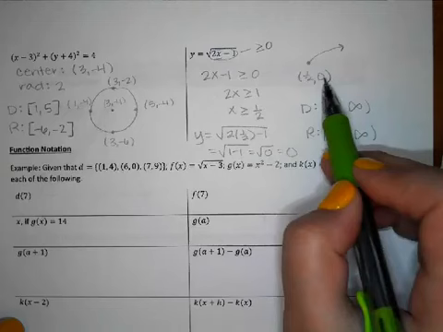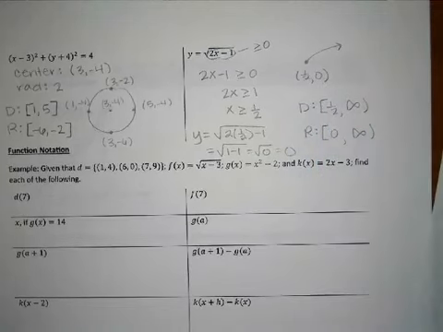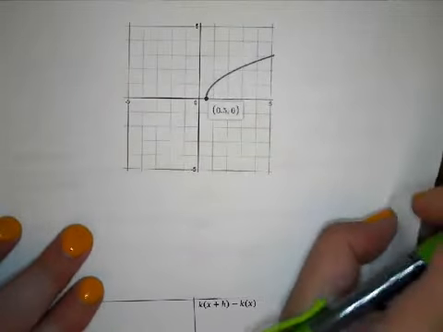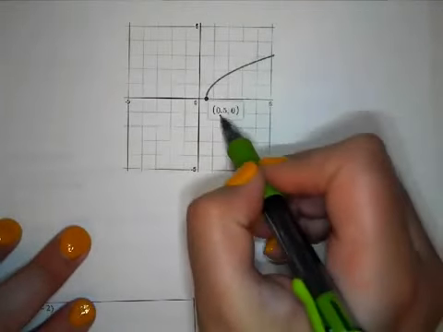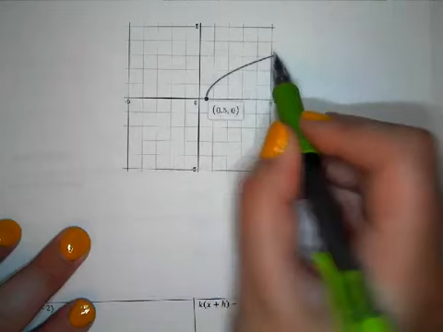And I got a picture of this as well. So this is what that graph looks like. It starts at (1/2, 0), and then it goes up forever, and it goes to the right forever. So the domain is from 1/2 to infinity. The range is from 0 to infinity.